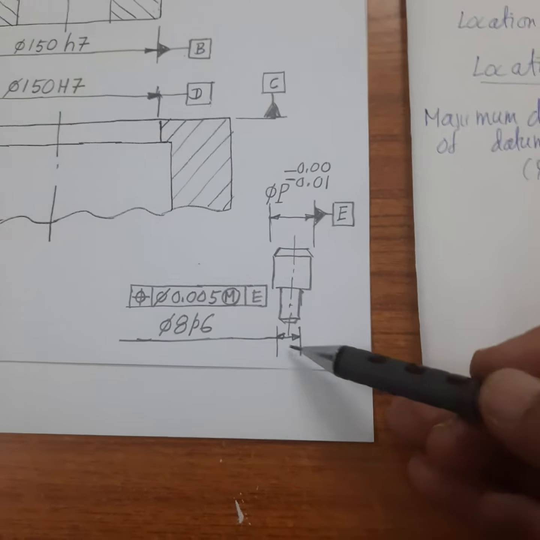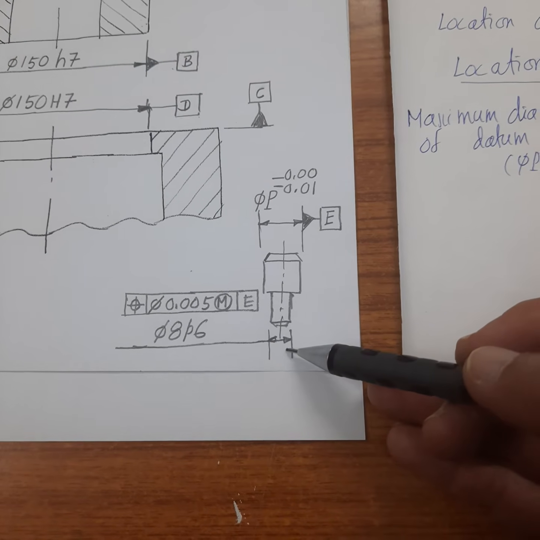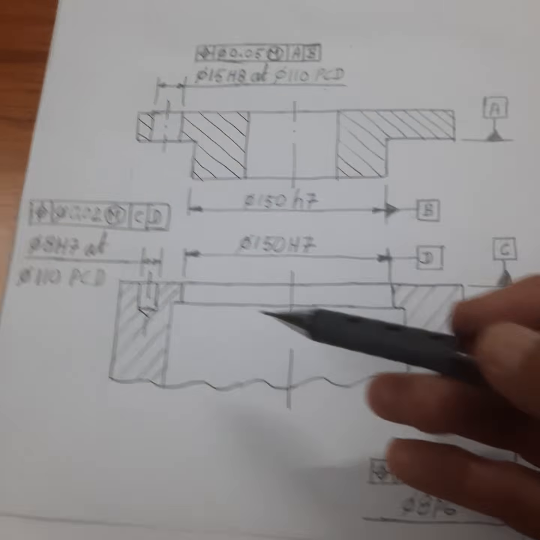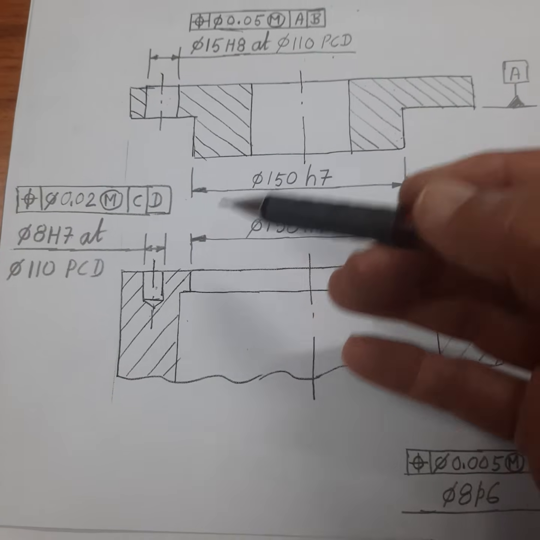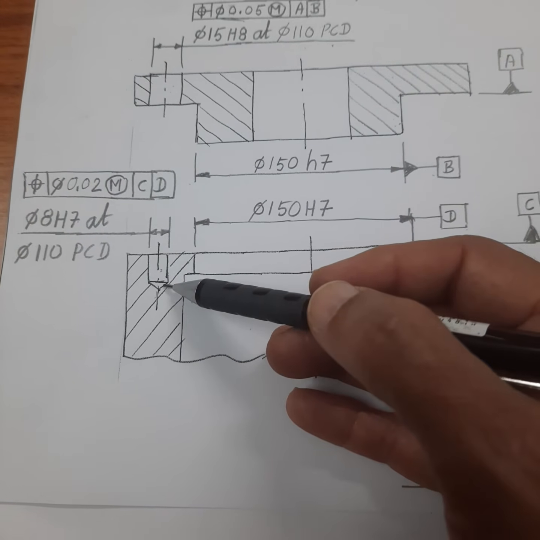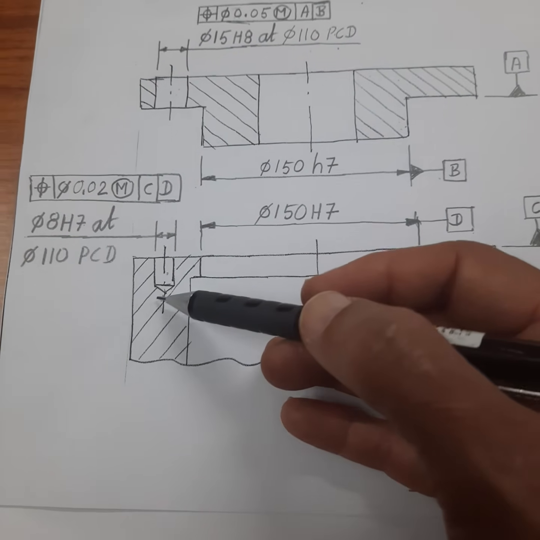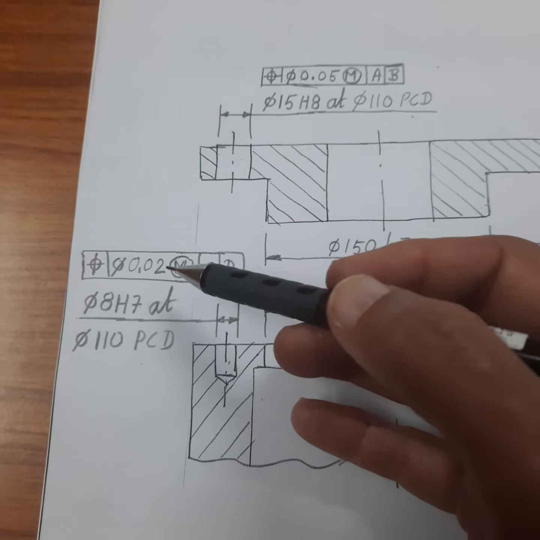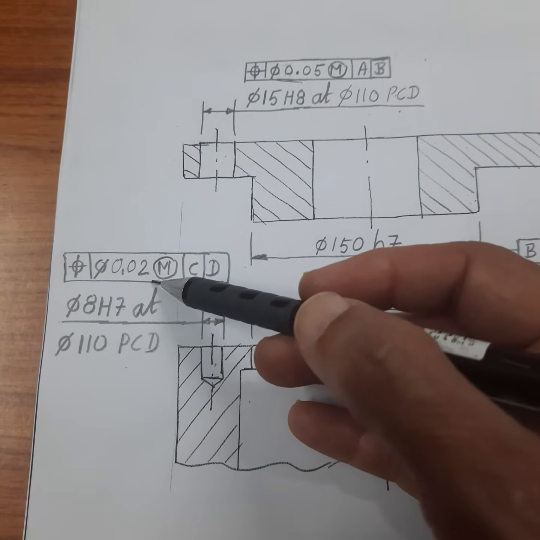This diameter is dia 8P6. So similar to the component, the hole on the fixture has to be drilled at a PCD of 110 with a location accuracy of 0.02.